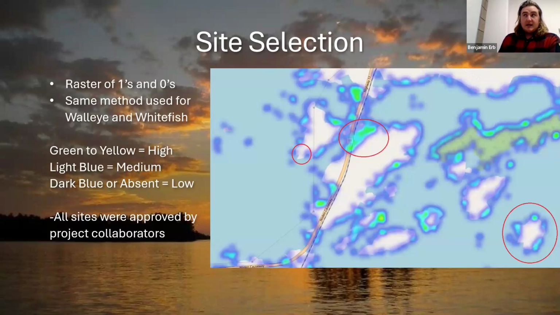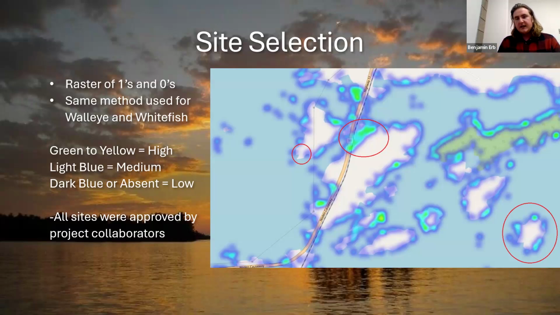I'll start with our walleye egg sampling that we did this spring. We selected our sites based on a heat map that was provided by Marianne and her crew. The heat map was developed using a raster of ones and zeros, where 1 would equal a suitable spawning site for that year, and 0 would equal not a suitable spawning site for that year.